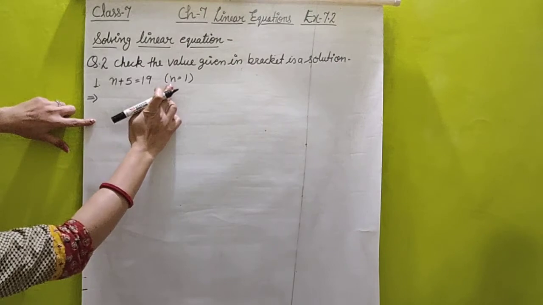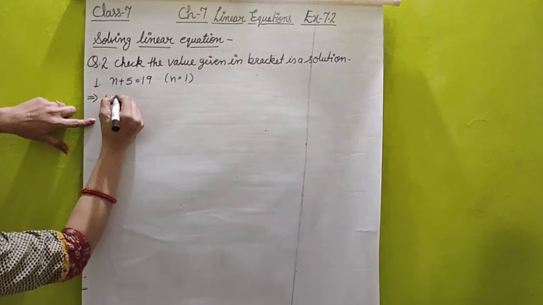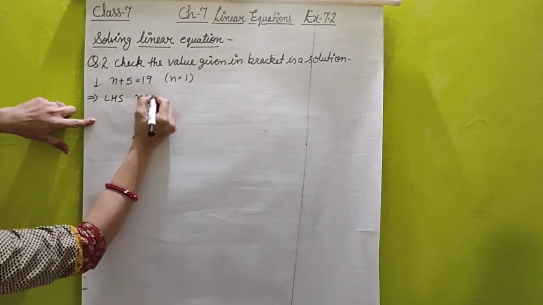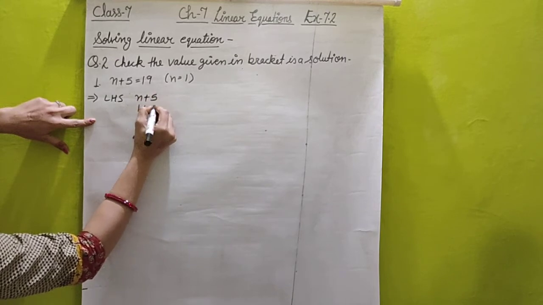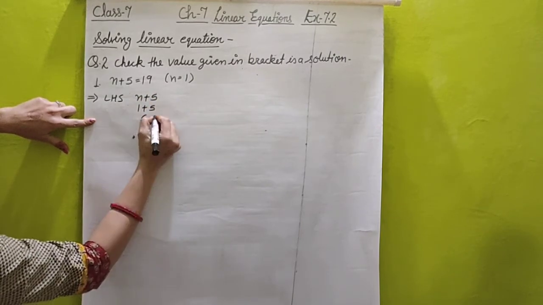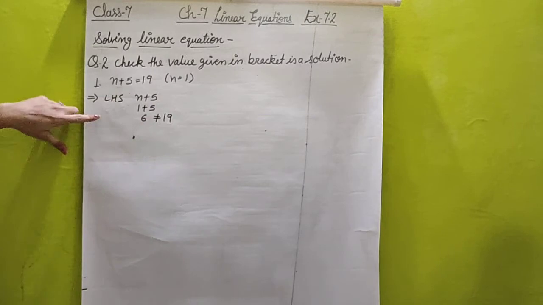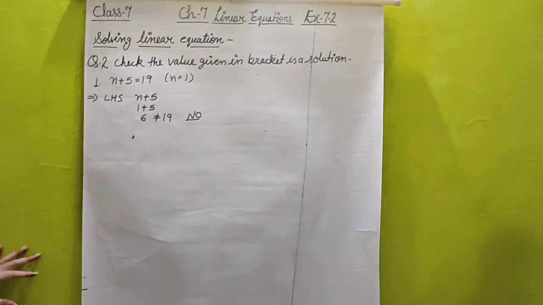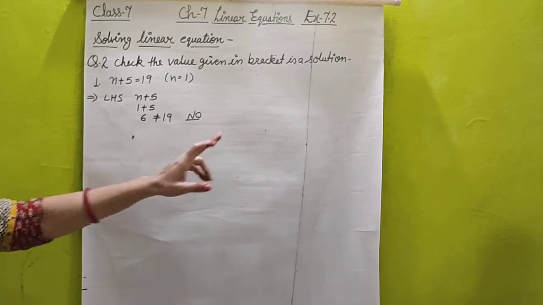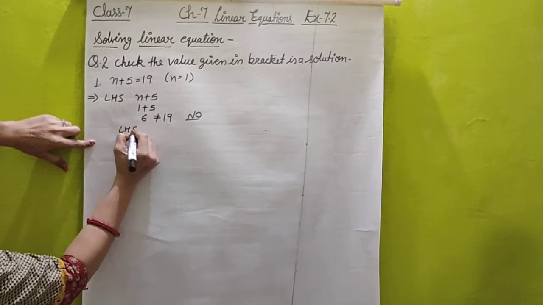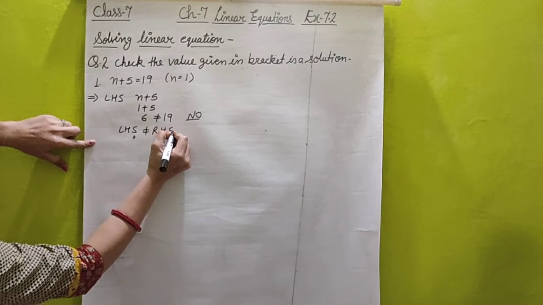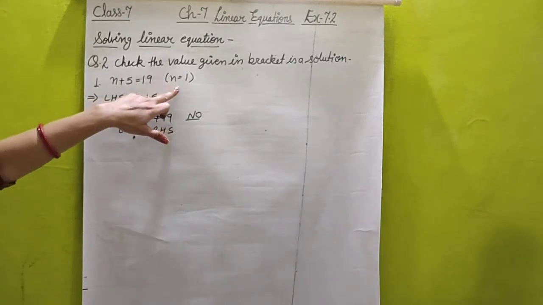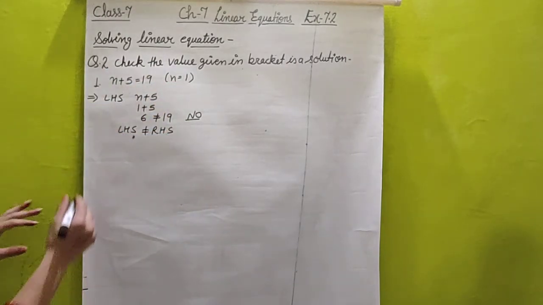Okay students. So n is equal to 1. I am putting it in the LHS. n plus 5 means 1 plus 5, this is 6, which is not equal to 19. So no, it is not the solution of the given equation. You will write in full. Here LHS is not equal to RHS. So n is equal to 1 is not a solution.